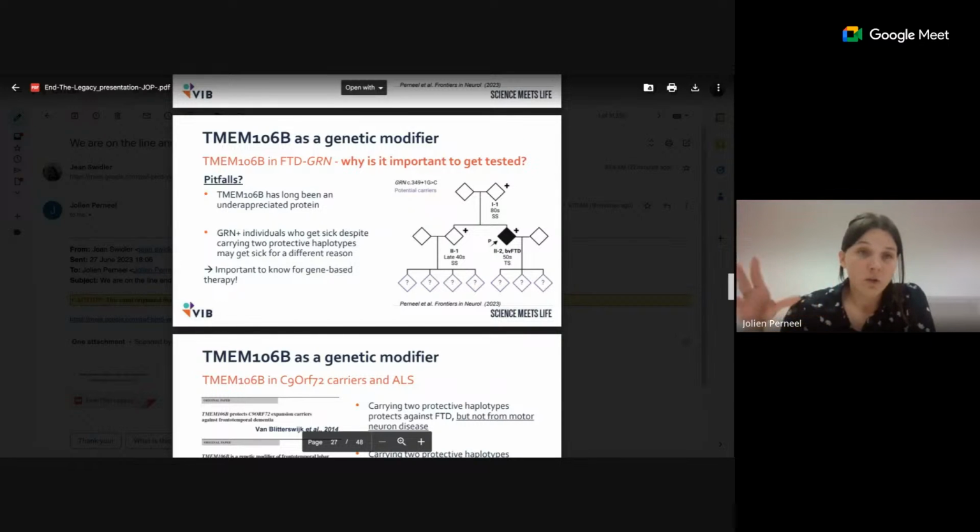However, we actually do believe that progranulin individuals who get sick despite carrying these 2 protective haplotypes are actually getting sick because of a different reason. And we're doing additional genetic tests on them to see if they have additional factors that may modify their risk of developing disease. And this is obviously also important to know for gene-based therapy, because the disease mechanism in these individuals may be distinct.